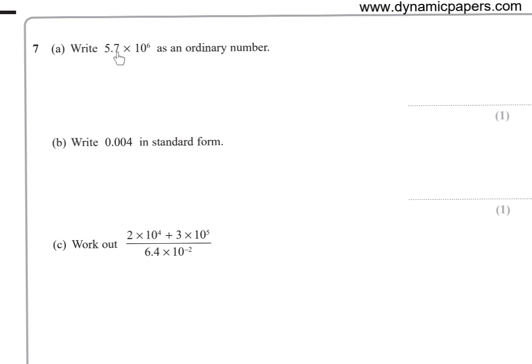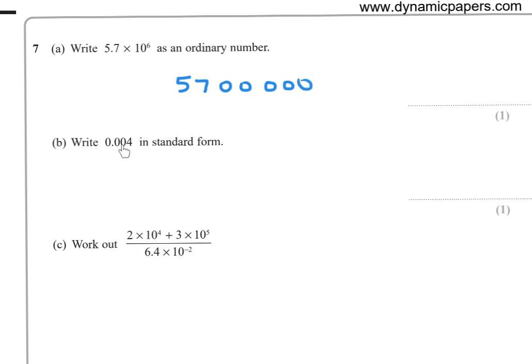7a, write 5.7 times 10 power 6 as an ordinary number. 10 power 6 means 6 zeros. One of them was cancelled with the decimal point, so we have 5 7 and 5 zeros.